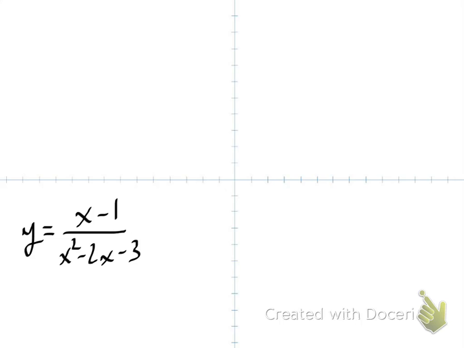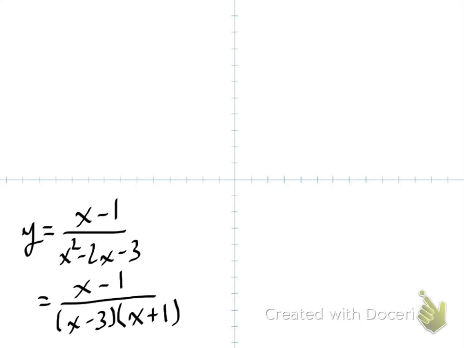The next example we'll take a look at is the rational function y equals x minus 1 over x squared minus 2x minus 3. So a little different situation here. I still want to find the asymptotes and the x and y intercepts to begin with. If I was to factor the denominator of this rational function, I'd have x minus 1 on the top. Can't really do anything with that. But the bottom factors out to x minus 3 times x plus 1.